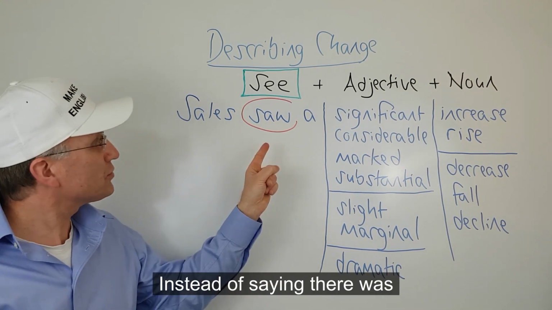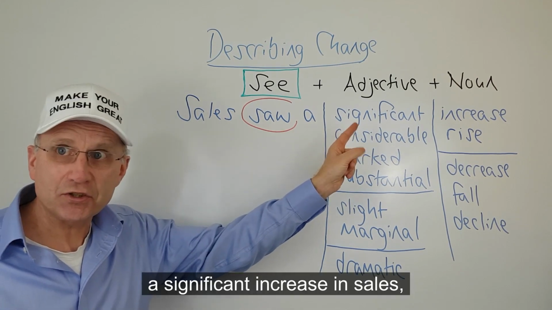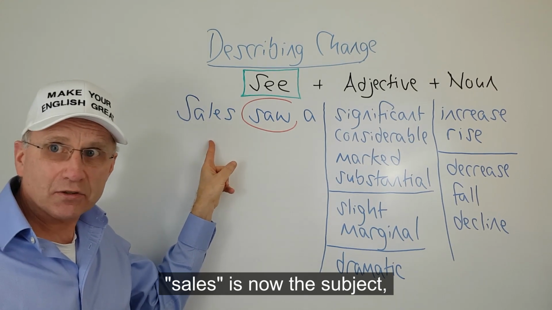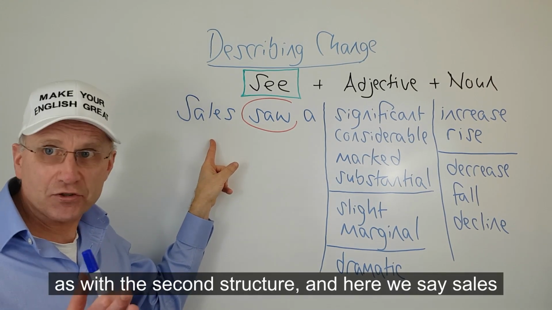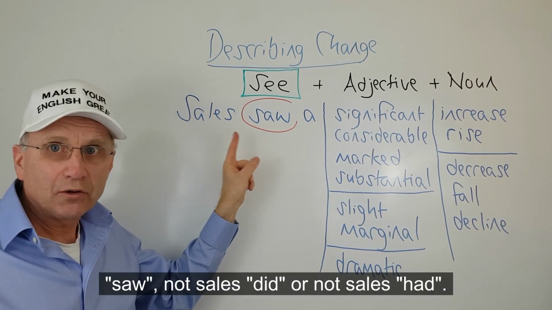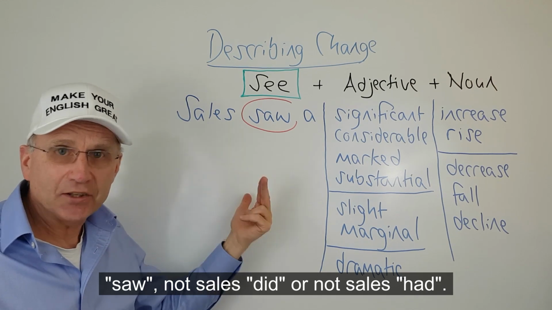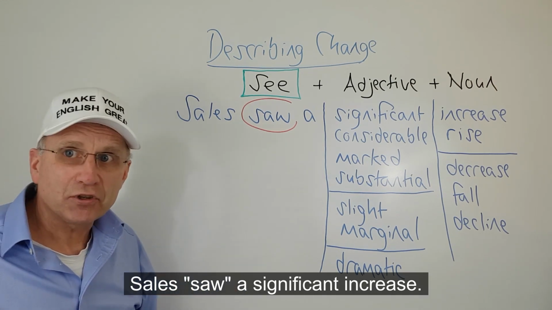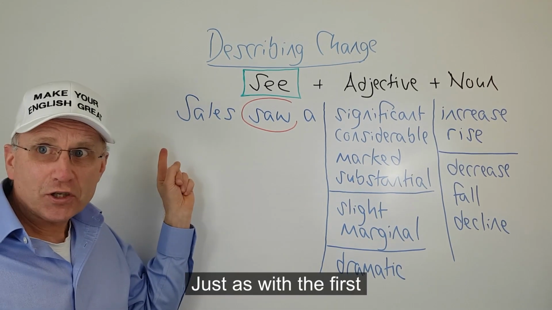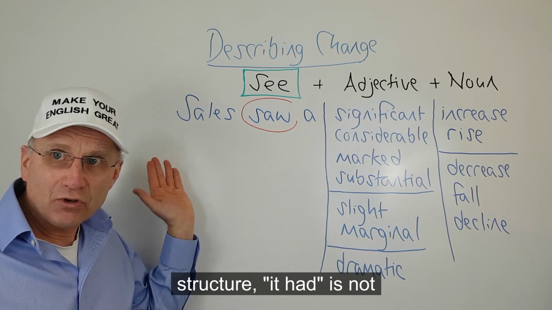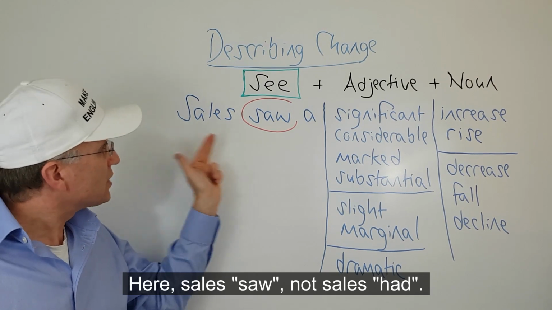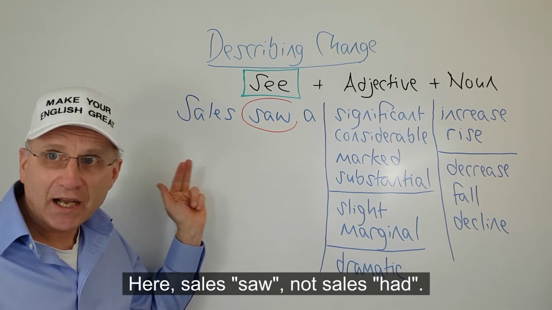Instead of saying there was a significant increase in sales, sales is now the subject, as with the second structure, and here we say sales saw, not sales did or not sales had, just sales saw a significant increase. Just as with the first structure, it had is not the appropriate way to say it to start things. It would be there was. Here, sales saw, not sales had.